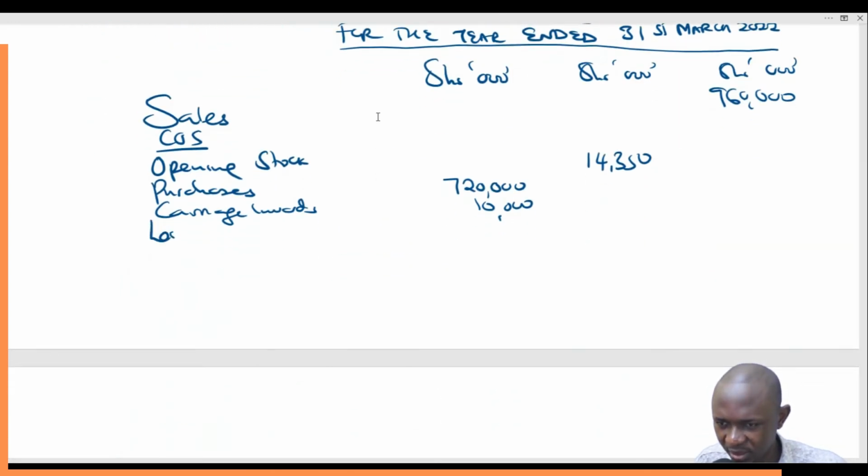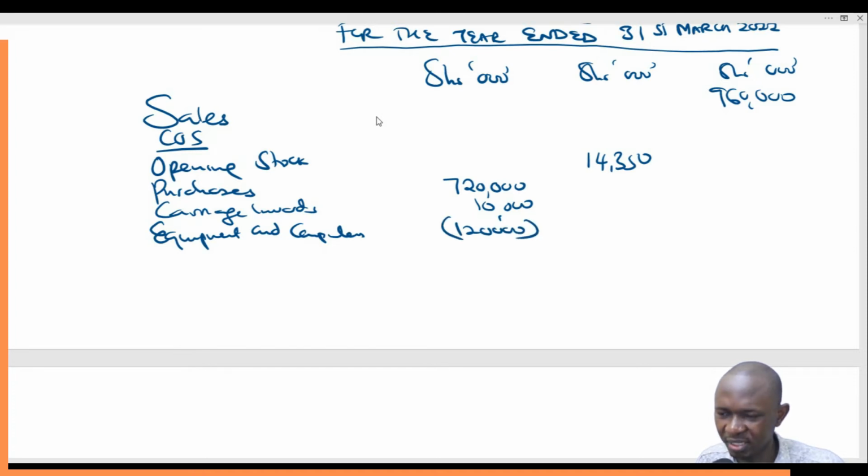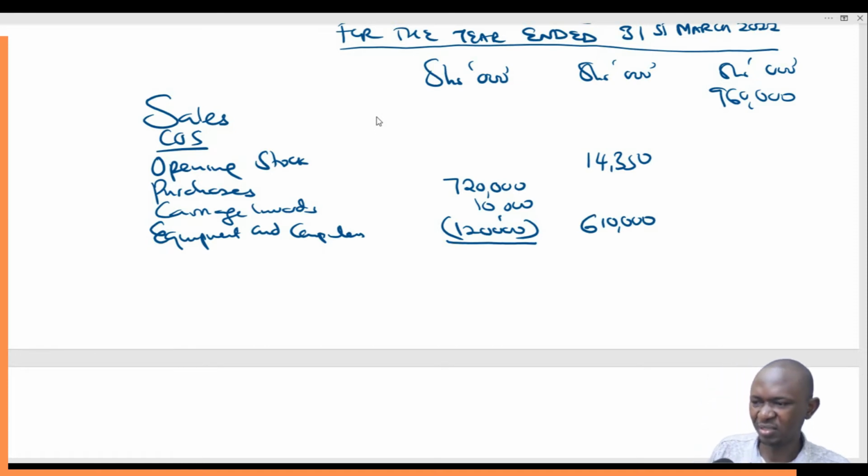There's no need to say less. We'll just put the brackets. So equipment and computers. How much? 120,000. So this one we are going to deduct. And because there is no return outwards, we carry this. This will give us 610,000 if I'm not wrong. 730 minus 120 is 610.